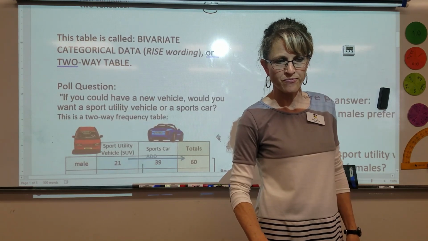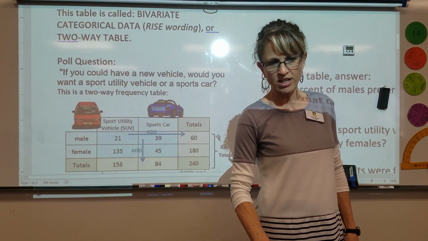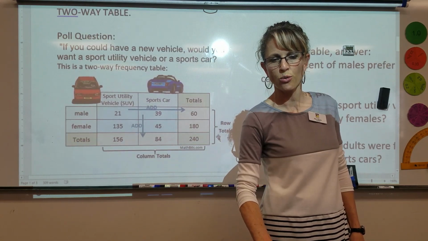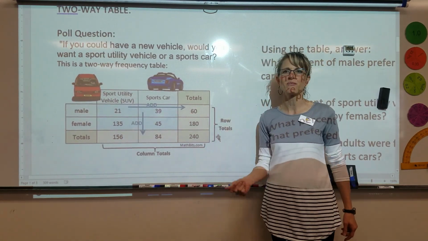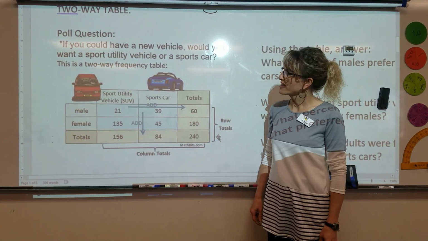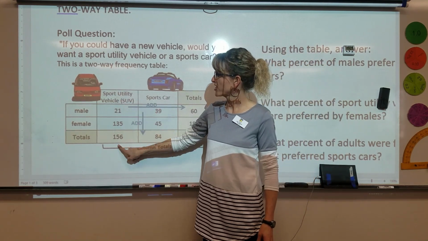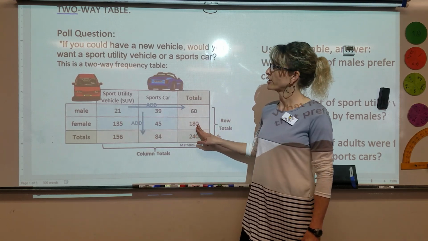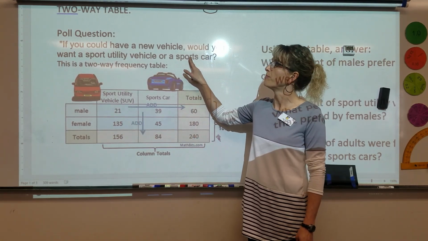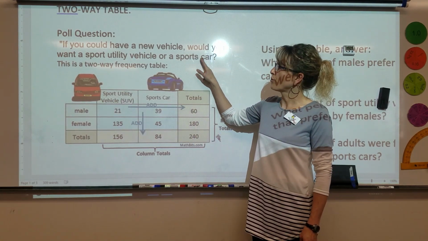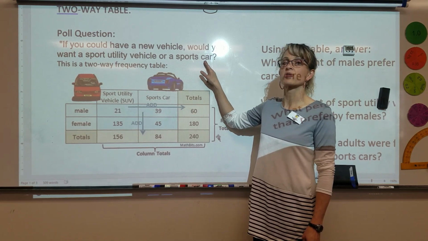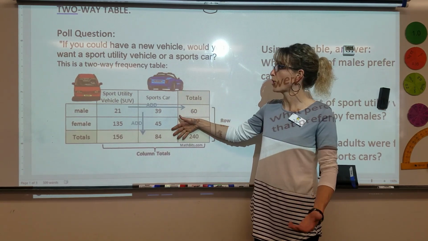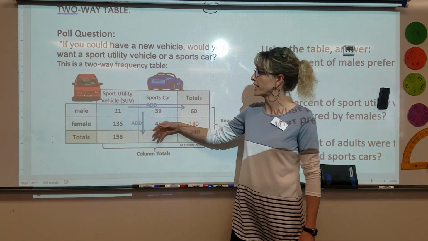So let's start. This table is a two-way table. It has categories, a sport utility, a sports car, a male category, and a female category. We're going to learn how to read that. So this is the question, from a poll: if you could have a new vehicle, would you want a sport utility vehicle or a sports car? So this is a two-way frequency table, and we're going to learn how to read it.